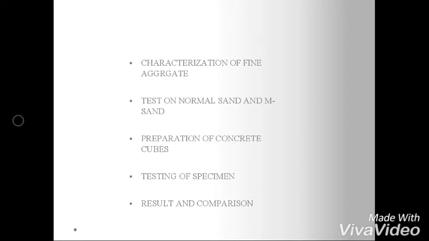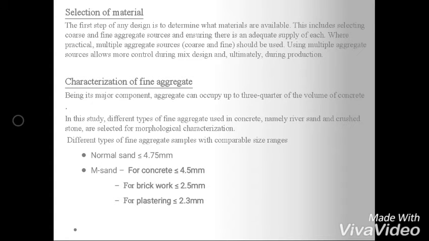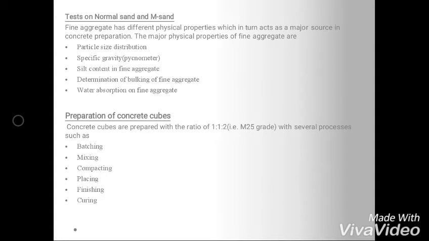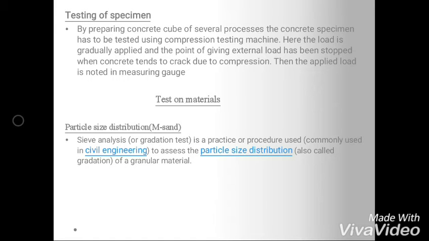The various tests on normal sand and M sand are particle size, specific gravity, silt content in fine aggregate, determination of bulking of fine aggregate, and water absorption of fine aggregate. Preparation of concrete cubes has various steps: batching, mixing, compacting, placing, finishing and curing. So testing of specimen. Various tests are conducted on both normal sand and M sand, given below.